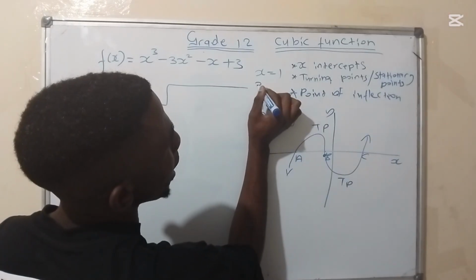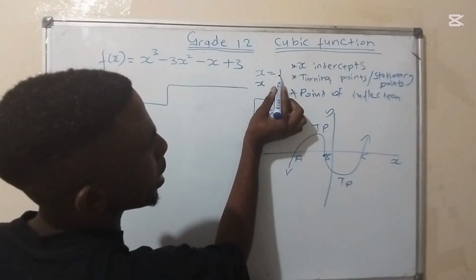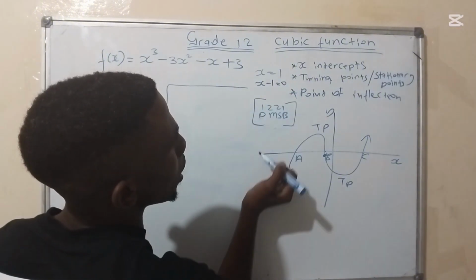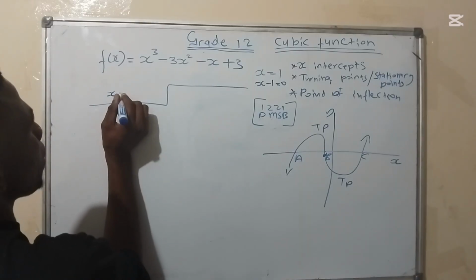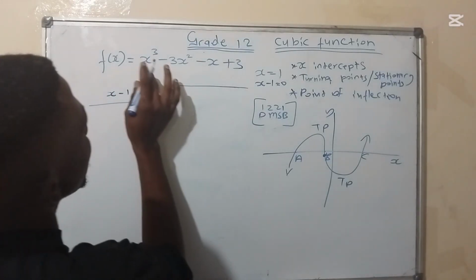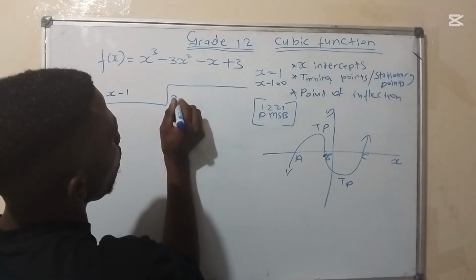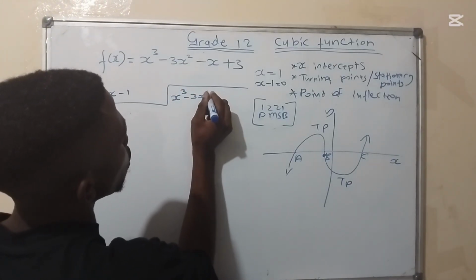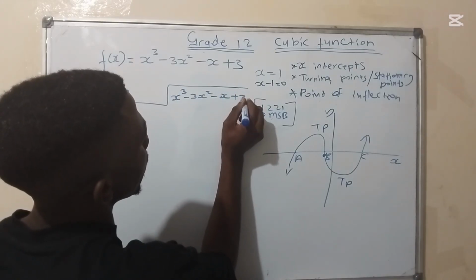So we have our x. Let's transpose, because this is the equation, right? Let's transpose this positive 1 to this side to become negative 1, equal to 0. Then this x minus 1, we are going to plug it here. Now let's plug in our cubic function equation: x cubed minus 3x squared minus x, then plus 3.